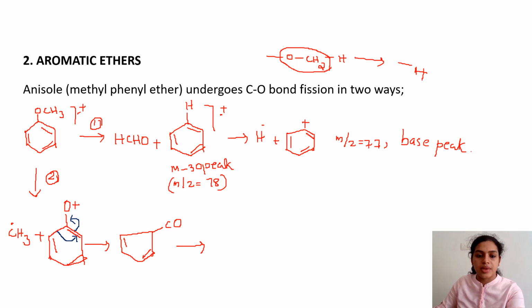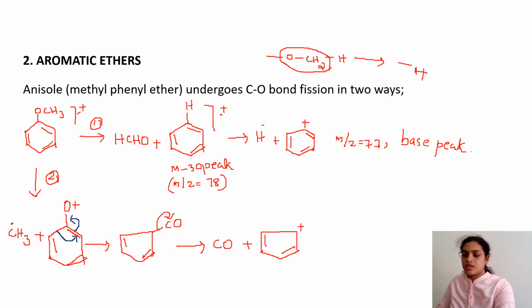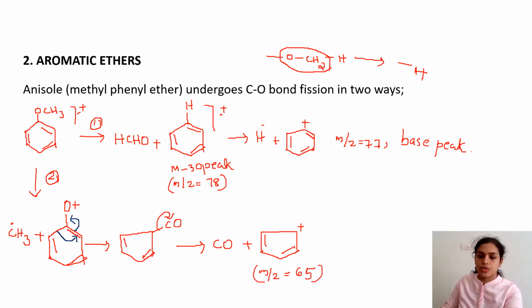Now this CO is eliminated. Carbon monoxide is eliminated, and as a result, the resultant species will have a positive charge, and the m/z value of this one is 65. This is the fragmentation of anisole. The peaks obtained are the molecular ion peak, and there is an M minus 30 peak, that is at m/z equal to 78, and there is a base peak at m/z equal to 77, and one more peak at m/z equal to 65.